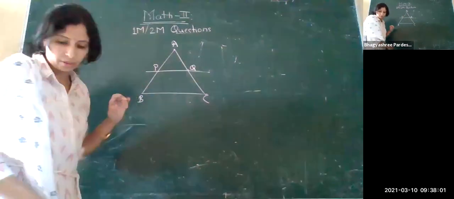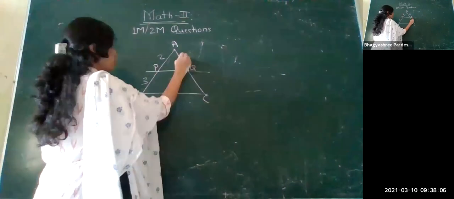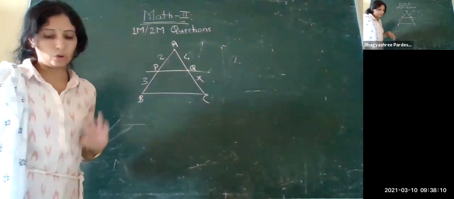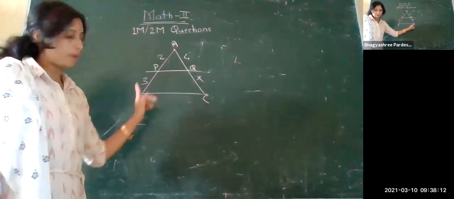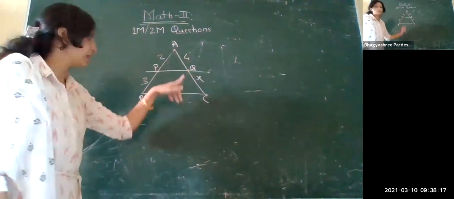So something like this is given to us. This is 2, 3. This is 4. X is what we have to find: the measurement of QC. The question is like this. Line PQ is parallel to line BC. The measurements are given to us. Then find the value of X.